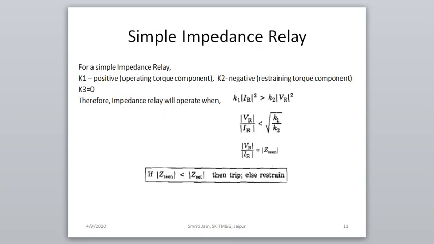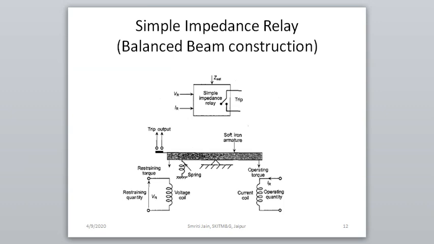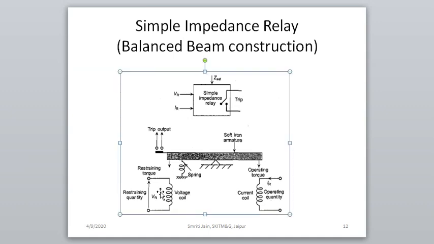For the simple impedance relay, the torque equation will be given by current and voltage, where the current is the operating quantity and voltage will be the restraining quantity, and it will give an equation. If the impedance seen by the relay is less than the set impedance, then the relay will trip, else it will restrain. So the balanced beam structure for this simple impedance relay can be shown by this, where the voltage coil gives you the restraining quantity.